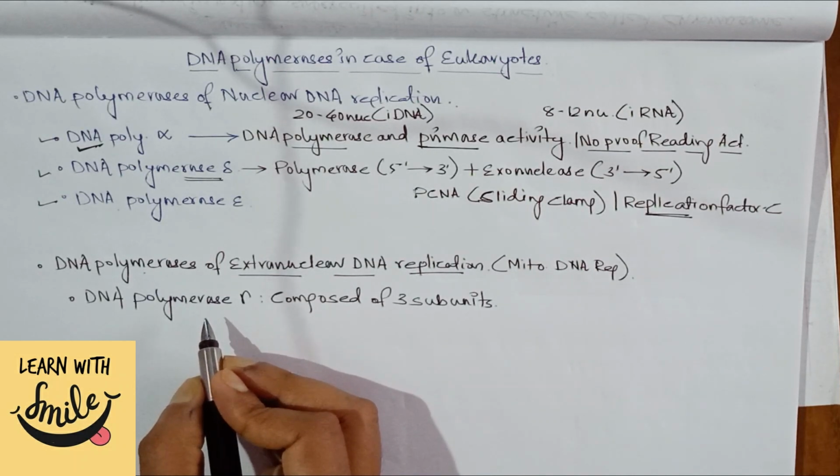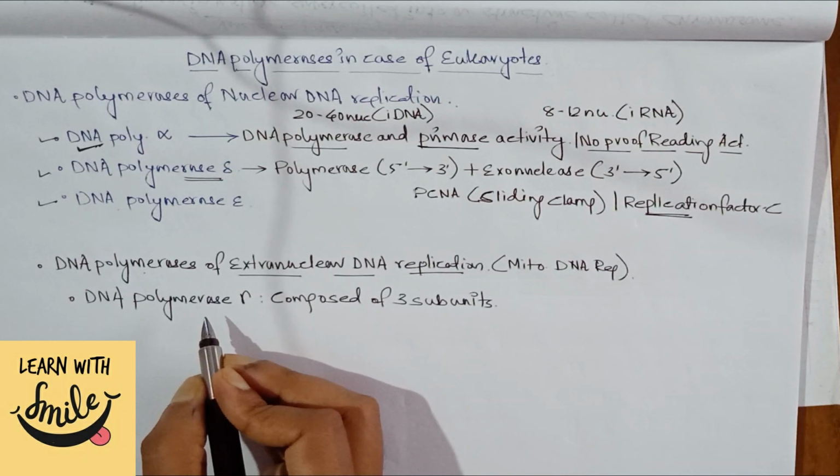So having understood the DNA polymerases which play a very pivotal role in the eukaryotic DNA replication process, in our next video we will start the DNA replication, that is the initiation process, in detail.